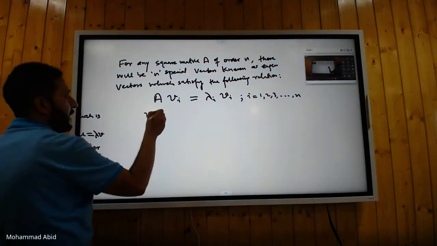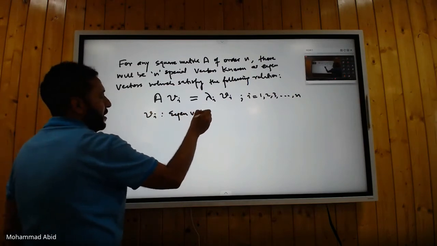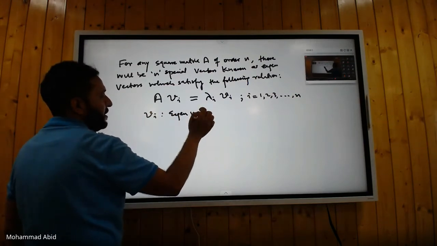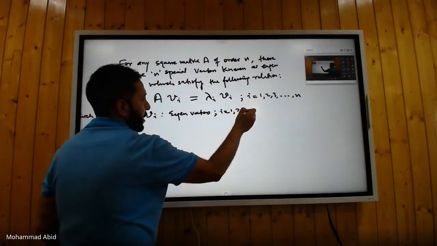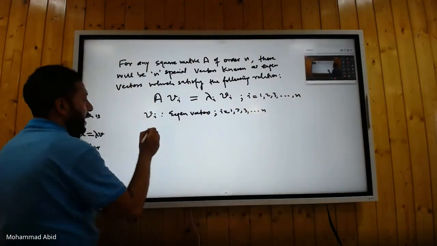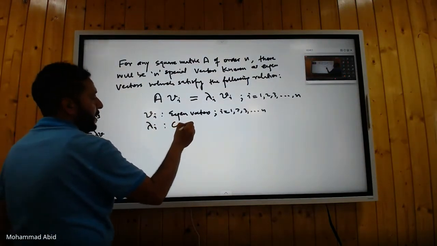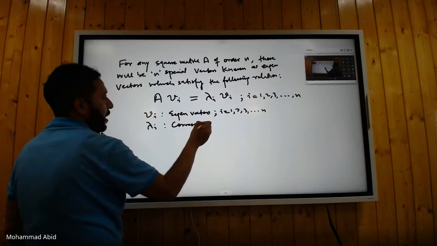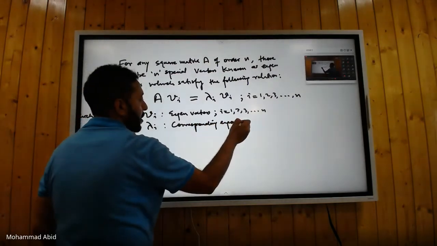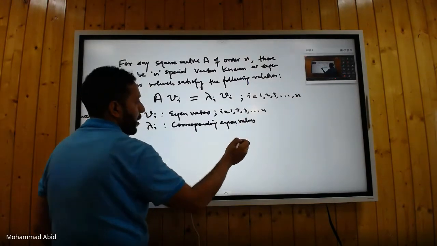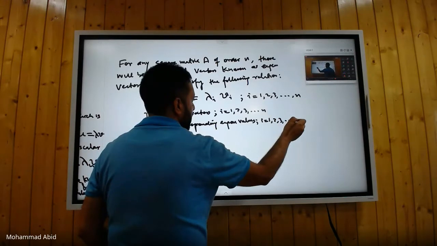Vi are the eigenvectors. It's basically the ith eigenvector, i running from 1 to n, and lambda i are the corresponding eigenvalues, i running from 1, 2, 3, and so on.